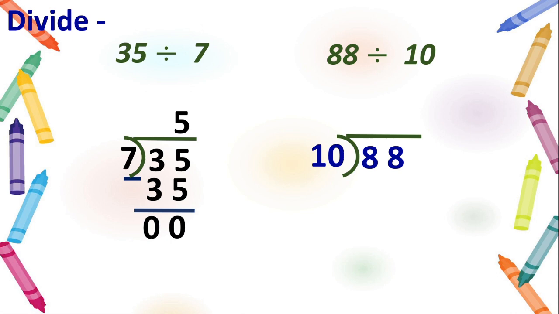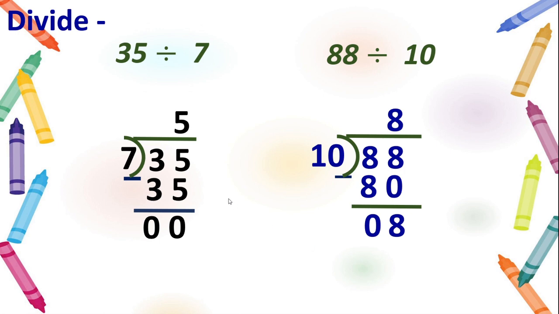So 10 ones are 10, 10 twos are 20, 10 threes are 30, 10 fours are 40, 10 fives are 50, 10 sixes are 60, 10 sevens are 70, 10 eights are 80. Correct. Because 10 nines are 90, and 90 is more than 88, so we are going to take 10 eights are 80. So here 8 minus 0 is equal to 8, and 8 minus 8 is equal to 0.